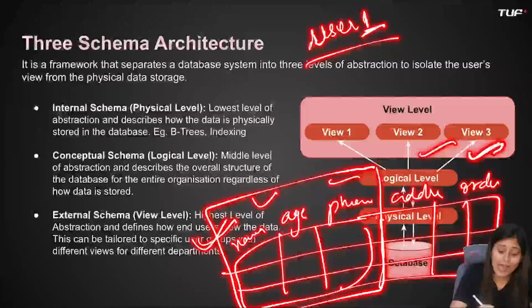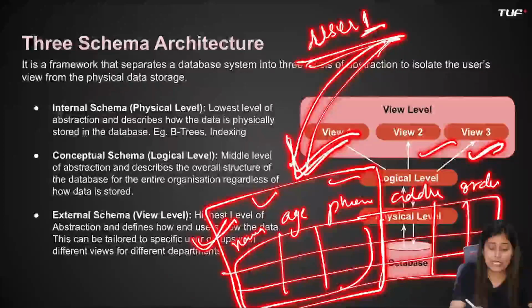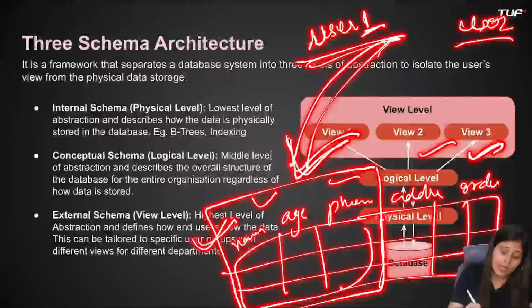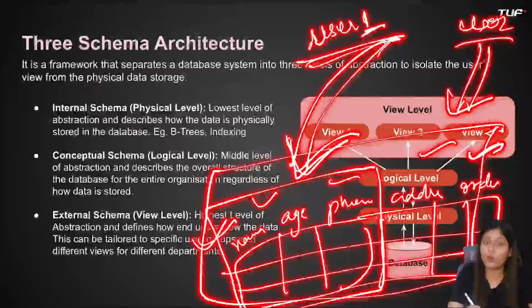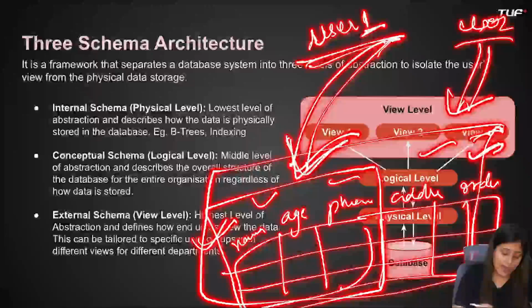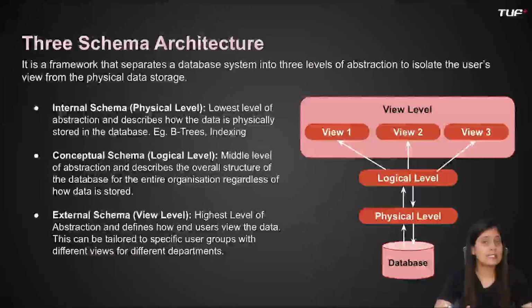So user 1 can give the query and can only view that much part of the data that they want to see. If user 2 wants to see the whole data, they will give the query. According to that, they can see the whole view of the whole data. So basically that's what it's saying. This view can be tailored to specific user groups with different views for different departments. So as per their needs, they can see that much part of the actual data. That is what 3 schema architecture means, and how all the levels of the schemas define their properties.